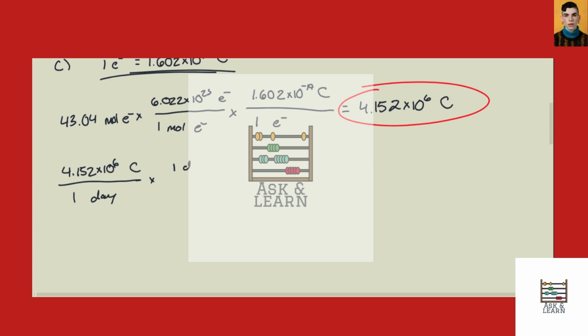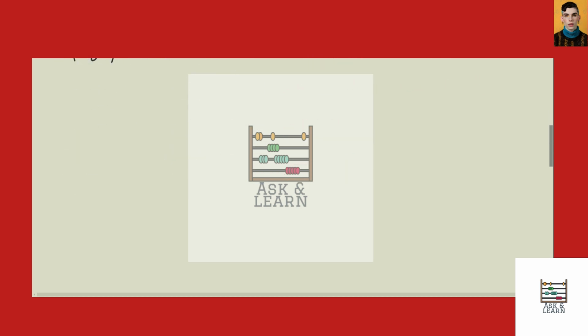So times 1 day, 24 hours, and then 1 hour is 3,600 seconds. And so ultimately what we end up with is 4.152 divided by 24 divided by 3,600, and we will eventually get a total current of 48.06 amps running through our body at any given point in time on average. Okay, awesome. So let's move on to part D.